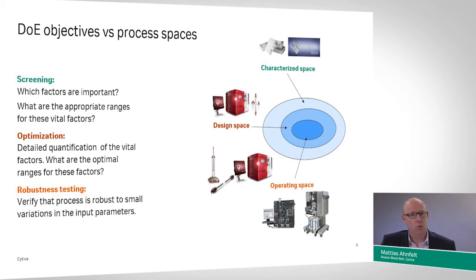Final objective within DoE would be, classically, robustness testing. So in robustness testing, the question we ask ourselves is, is my process robust to small variations on the process inputs around a particular set point? So if we think about an optimization DoE to tell us in detail how a process works and what the cause and effect relationships look like, we would then, in the evaluation of the optimization DoE, arrive at a suggestion or several suggestions about where we have a good process performance.